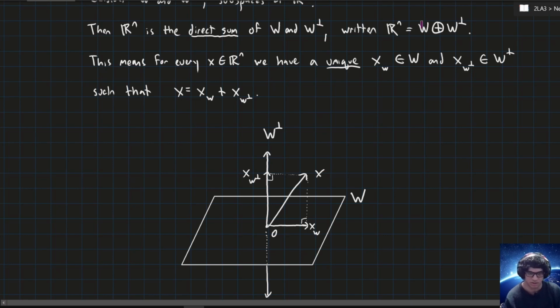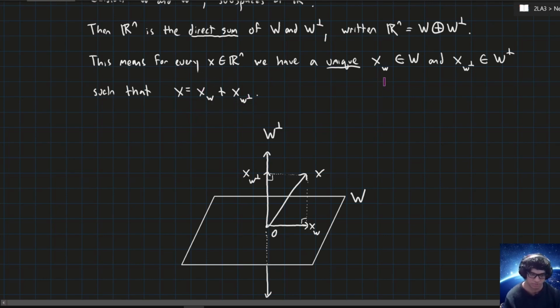Since Rn is the direct sum of these two subspaces, that means for every x in Rn, we have a unique way of writing it as a sum of a vector in W and a vector in W perpendicular. So x equals a vector in W plus a vector in W perpendicular, and these two can be chosen uniquely.